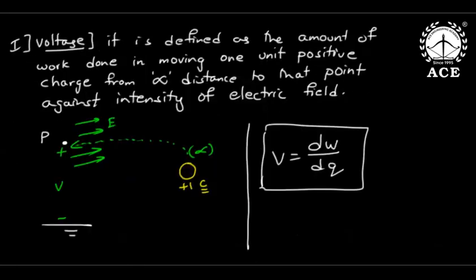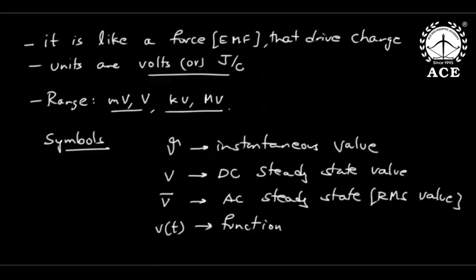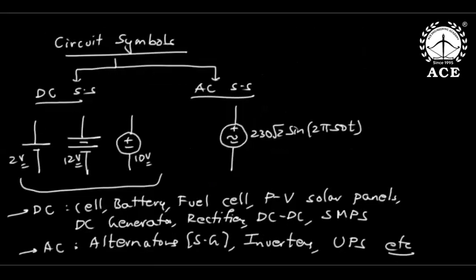Then the voltage definition. It is defined as the amount of work done in moving 1 unit positive charge from infinite distance to that point against the field. So it is the ability to drive charge. It is like a force which can drive charge. Then units, range, and symbols. I gave circuit symbols also, DC symbols and AC circuit symbols, examples of DC voltage sources and examples of AC voltage sources.